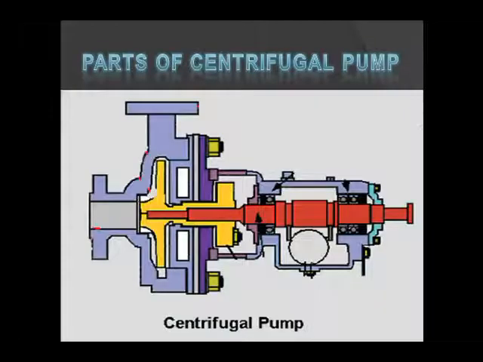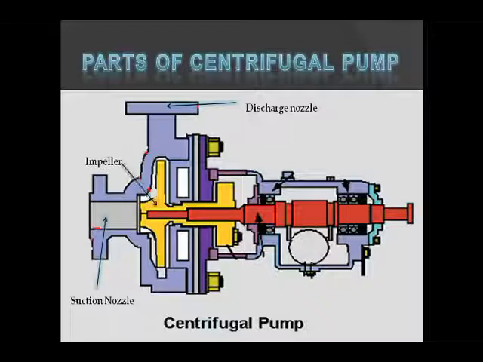The next point to be discussed is the different parts of a centrifugal pump. First one is the suction nozzle. A fluid enters the centrifugal pump through the suction nozzle, while the second one is the discharge nozzle, from which we obtain fluid at very high pressure from the pump. The third one is the impeller. An impeller is a circular metallic disc with built-in passages for the flow of fluid.